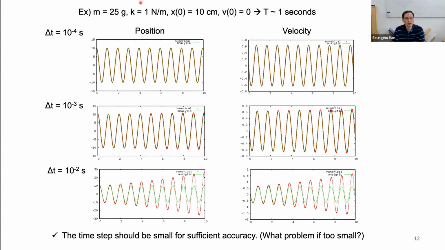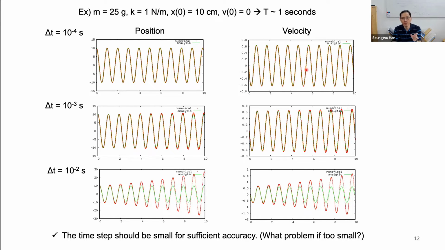Right. So let's take a concrete example with the mass and spring constant, and the position at 10 centimeters and v0 equals 0. So we simply stretch the spring and then let it go. In this case, the period is 1 second. Here, these are the numerical results in comparison with the analytic solution, with different time steps. In the first case, we take a very small time step, 10 to the minus 4 second. Then we have an almost identical solution to the analytical one: position and velocity, harmonic vibration.